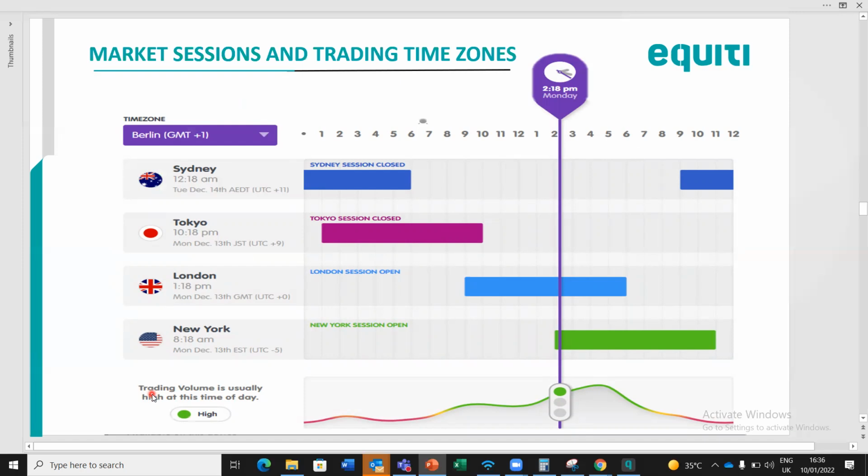Now there is no market as such. All right, no traditional market as such. Every market closes, and then the forex market is open 24 hours a day and 5 days a week. How is that possible? That is only made possible using the market sessions and trading time zones. All right, so we have four different market sessions and their time zones. First, we have the Sydney session, the Tokyo session, the London, and then the New York.